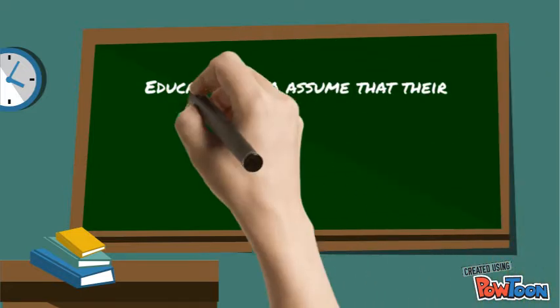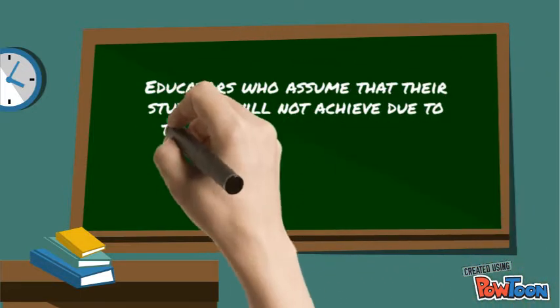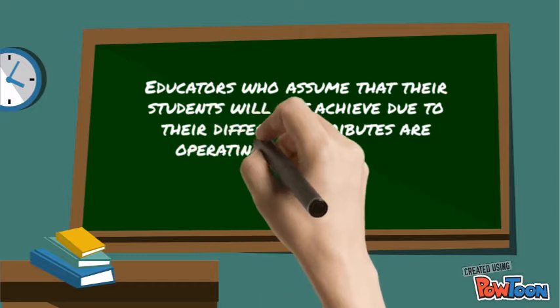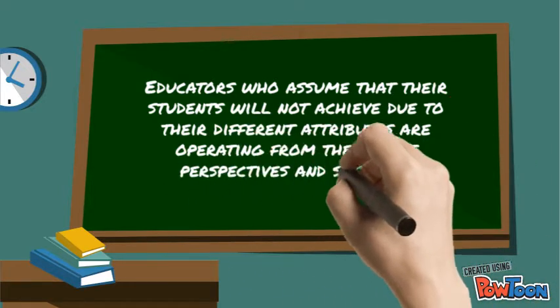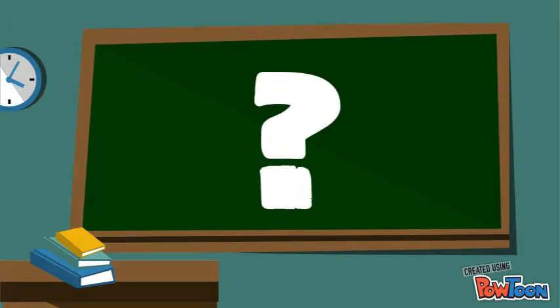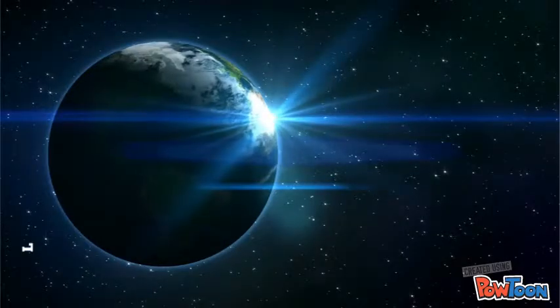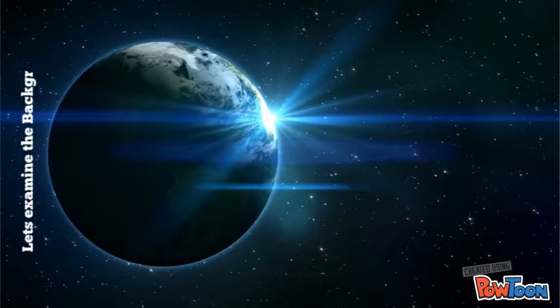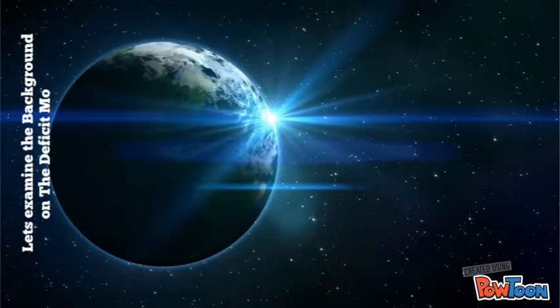Educators who assume that their students will not achieve due to their different attributes are operating from a deficit perception and set their students up for failure. How can we blame our students for their shortcomings? Where do these perceptions come from, and how can we help educators recognize when they are using it? Let's examine the background information on the deficit model.